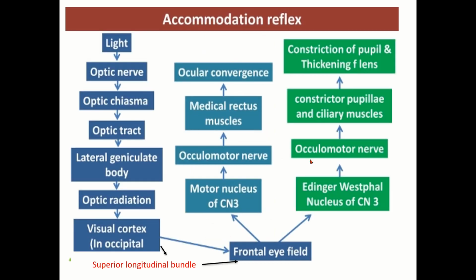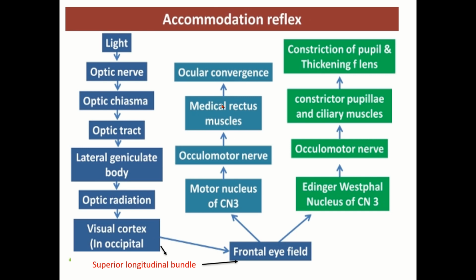Then the accommodation reflex. It follows the visual pathway: the light, optic nerve, optic chiasma, optic tract, lateral geniculate body, optic radiation, visual cortex. From the visual cortex, the information is given to the frontal eye field through the superior longitudinal bundle, and then from the frontal eye field, corticonuclear fibers go to the motor nucleus of the third cranial nerve and again the Edinger-Westphal nucleus of the third cranial nerve, then pass through the oculomotor nerve.